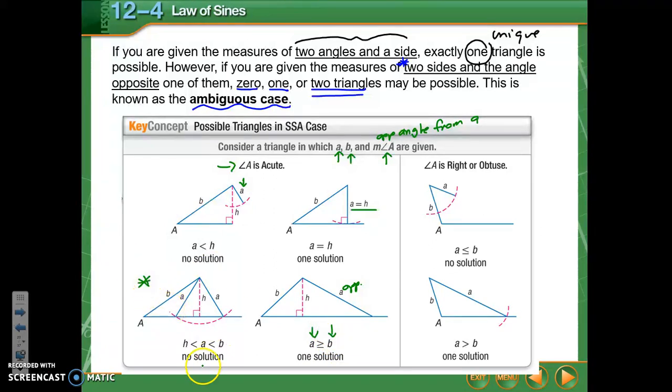This is the one, and it shouldn't say no solution, it should say 2 solutions. So please correct that on your notes, please. This is the ambiguous case. This is the tricky one.